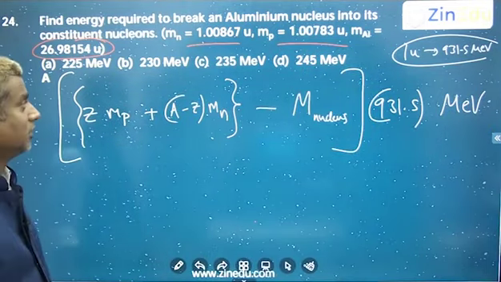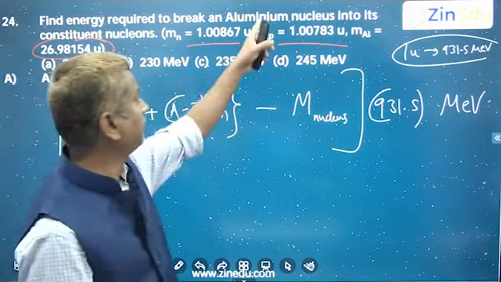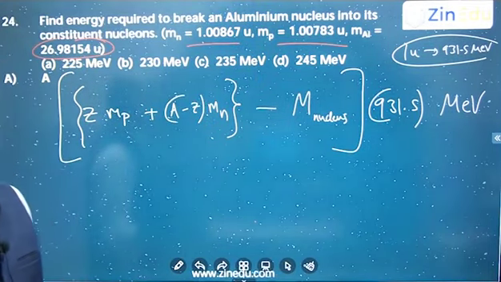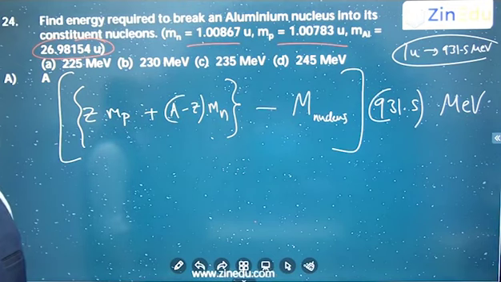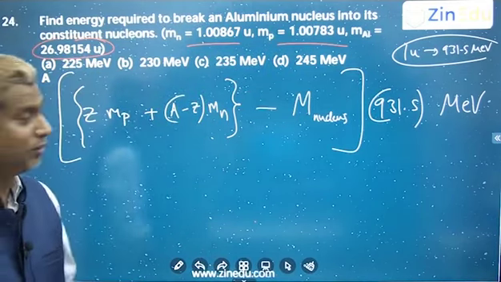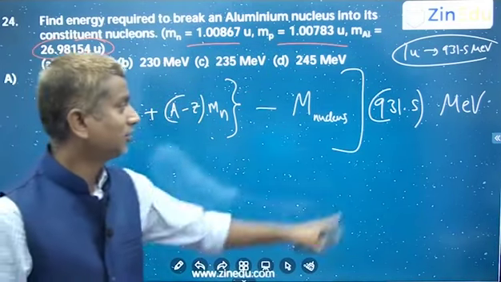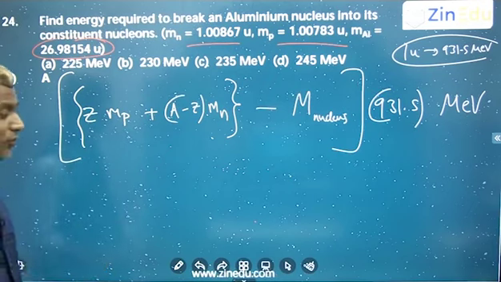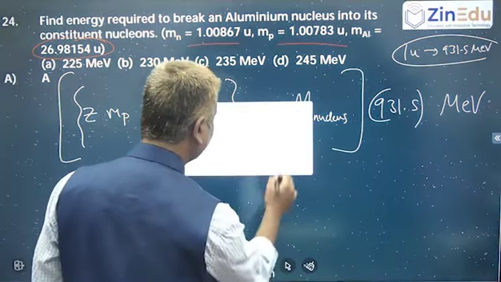Correct? The only thing is, for aluminium, you should know the atomic number and the atomic mass. Right? Sodium, magnesium, aluminium, all that. And the mass of proton and neutron are anyway given. Nucleus mass is also given. So like that you are solving. Okay? Right. So that is question number 24. Now we'll move on to the next question, 25.